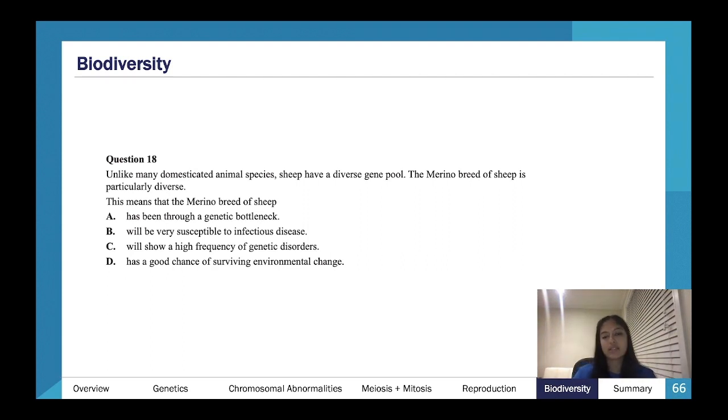So then obviously that leaves the last one, which is D. Has a good chance of surviving environmental change, which again is true because of the things we talked about. They're less susceptible to infectious disease. You've got different adaptations that can be suited to different changing environments ultimately.